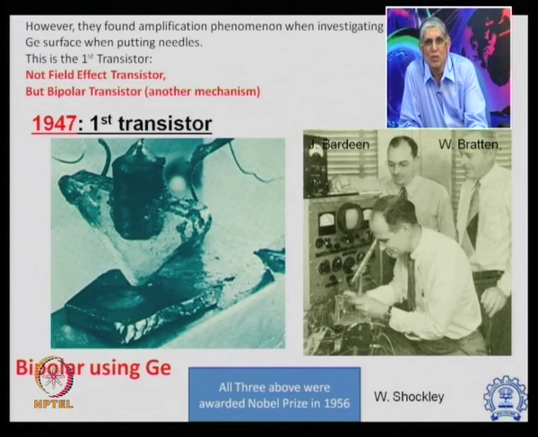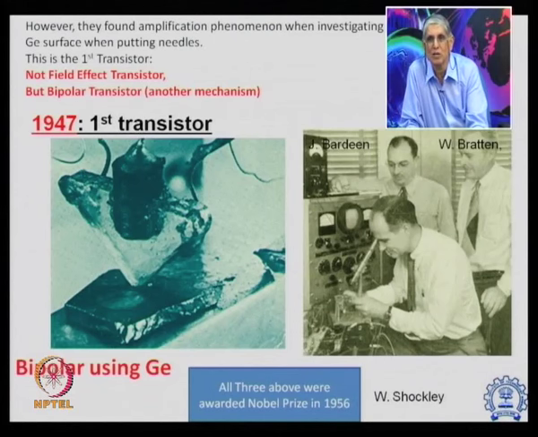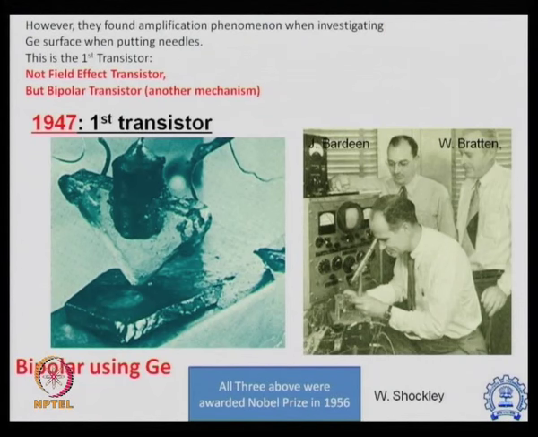So, this was an invention of 1947, which made today's world, whatever we see in most of the integrated circuit area, essentially due to the first such invention by Bardeen and Brattain. On your right, you can see there are three people sitting. One is Bardeen on the left, the right is Brattain, and the lower one is the famous person William Shockley.